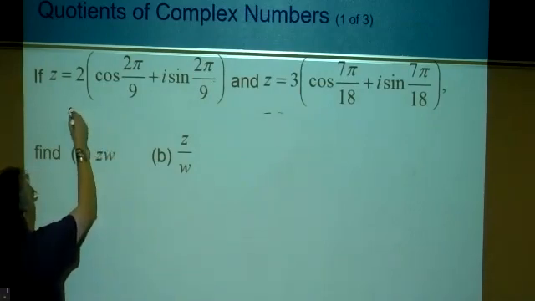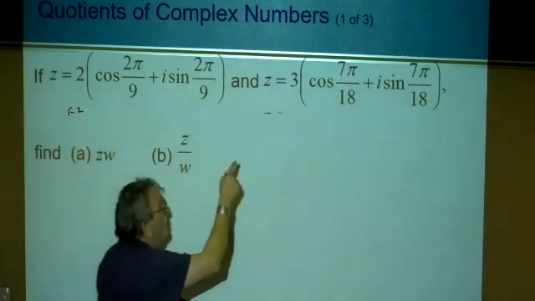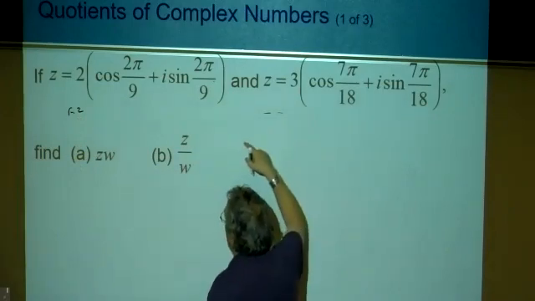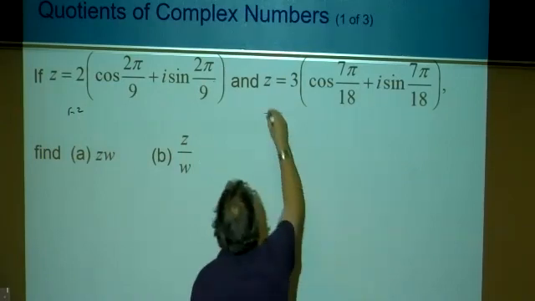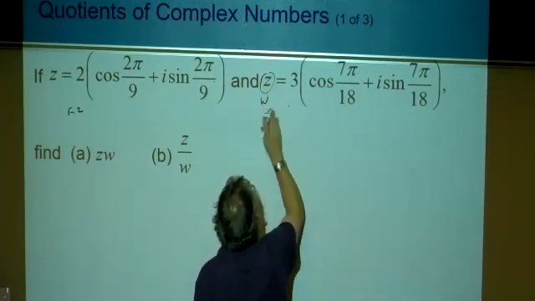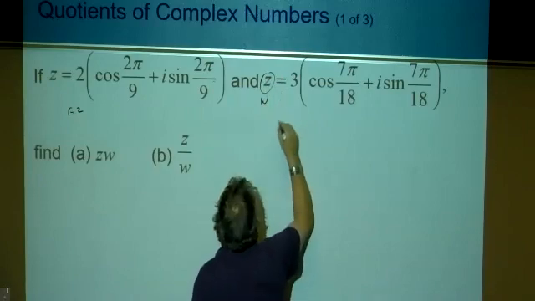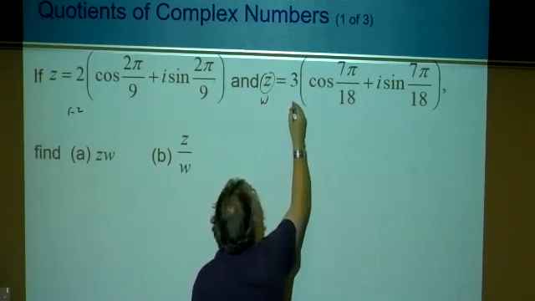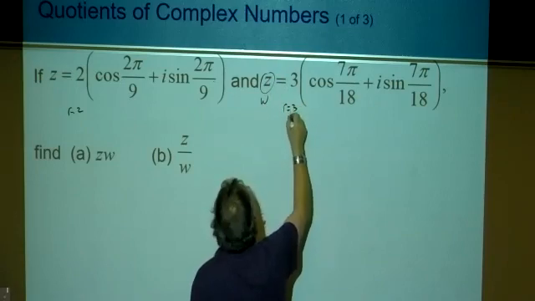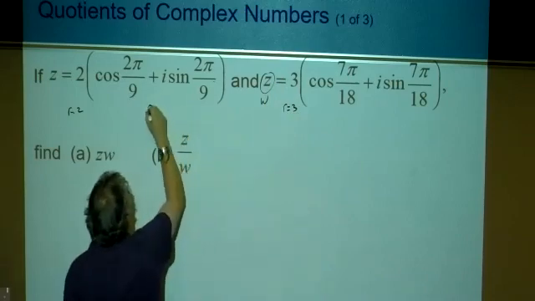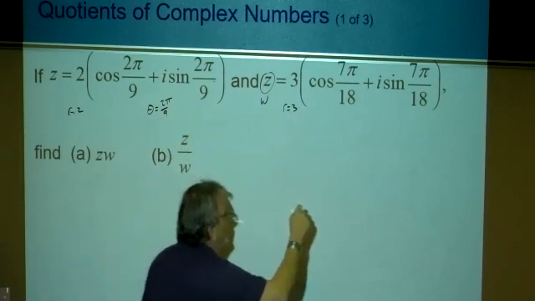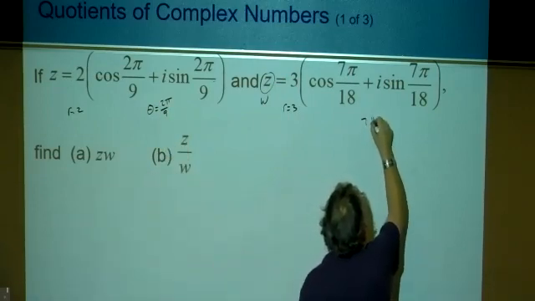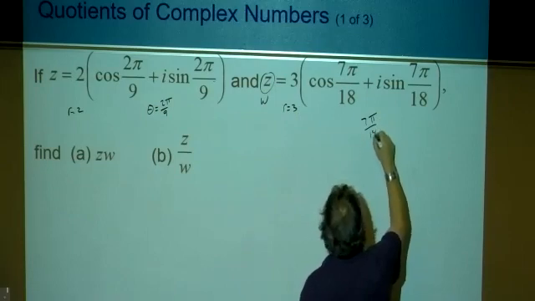For z, r is 2. Wait a minute, this should have been w, right? Okay, and here r is 3. And here theta is 2 pi over 9, and here theta is 7 pi over 18.